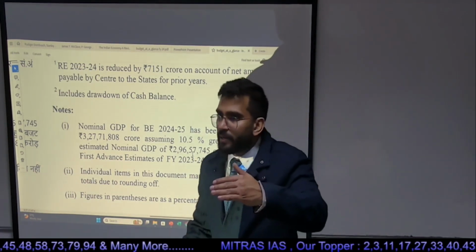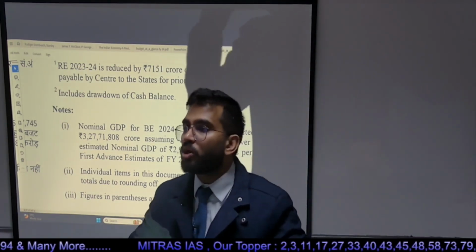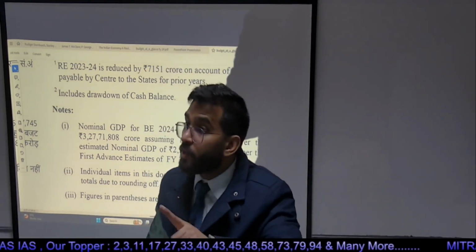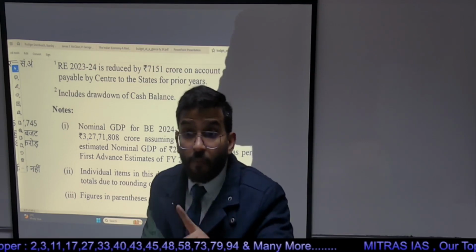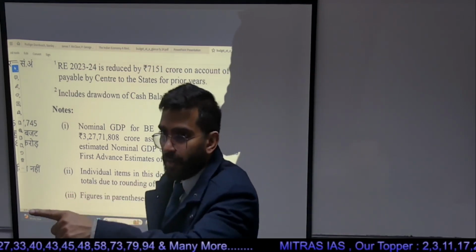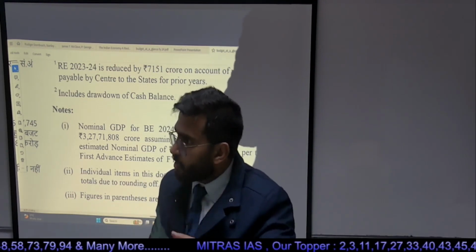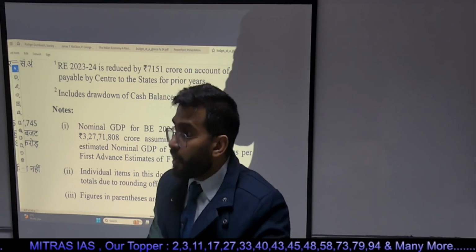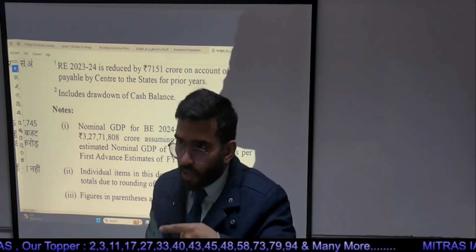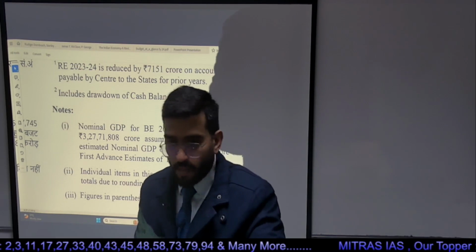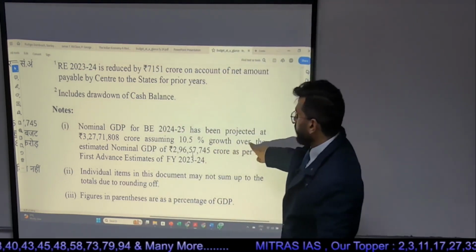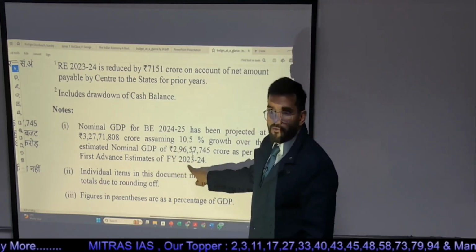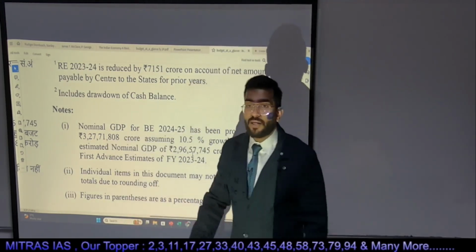What we try to estimate is how much the economy will be in 2024-25. The difference between these two numbers will be the GDP growth rate, the nominal GDP growth rate, price into quantity growth rate. And what we have assumed is that we will grow by 10.5% in nominal terms, including inflation. When you say nominal growth rate, you mean including inflation. So assuming a 10.5% growth rate, if you increase this by 10.5%, this number will be 327 trillion rupees.